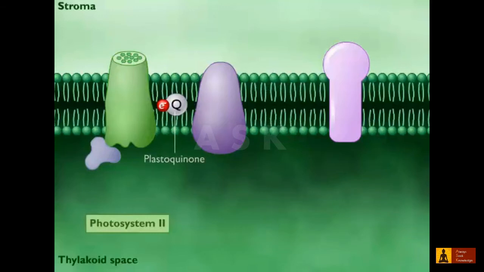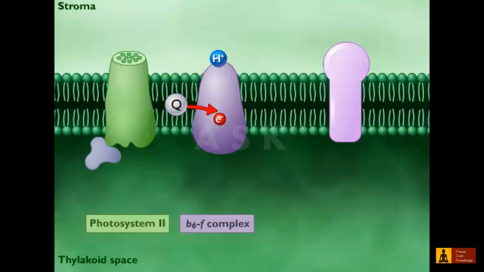The reduced plastoquinone passes the excited electrons to a proton pump embedded in the membrane called the B6F complex. Arrival of the energetic electrons causes the B6F complex to pump protons from the stroma into the thylakoid space, thereby generating a proton gradient across the membrane.